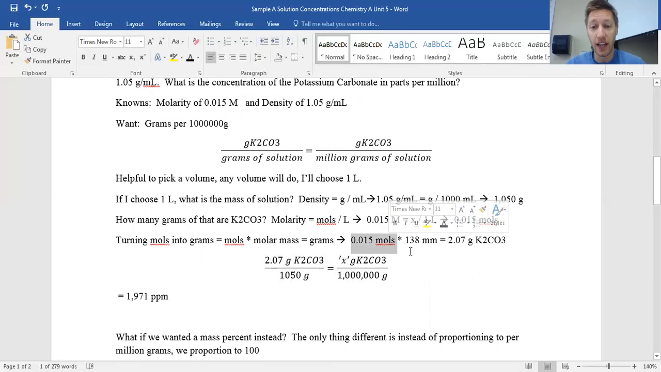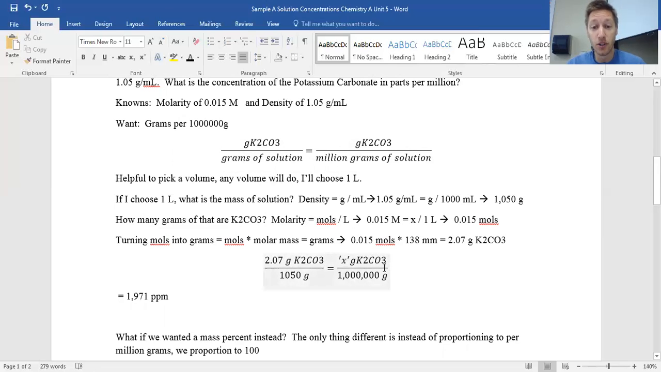So here's the moles we have. Here's the molar mass of K2CO3. That's how many grams you have. So we go back to our expression here and put the numbers in. We have 2.07 grams potassium carbonate, 1,050 grams of solution. And we could have chosen a different volume. We would have found the same proportion. It's about 2 to 1,000.